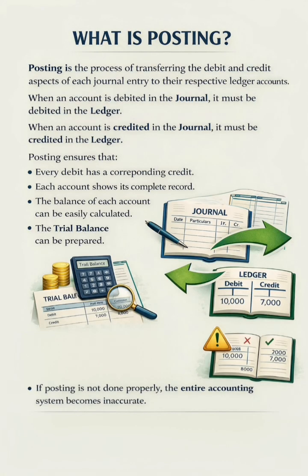What is posting? Posting is the process of transferring the debit and credit aspects of each journal entry to their respective ledger accounts. When an account is debited in the journal, it must be debited in the ledger. When an account is credited in the journal, it must be credited in the ledger. Posting ensures that every debit has a corresponding credit.